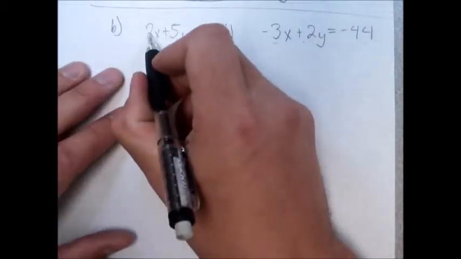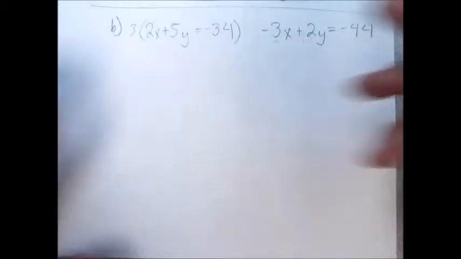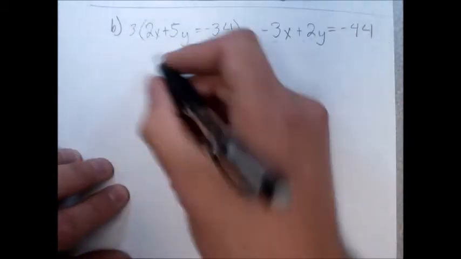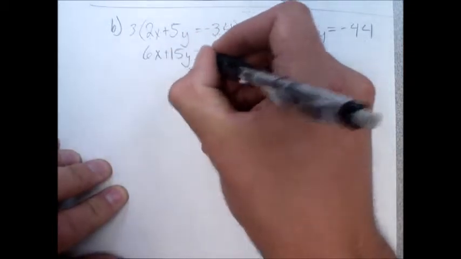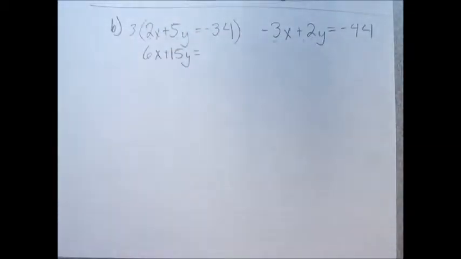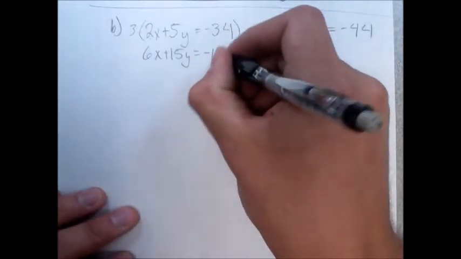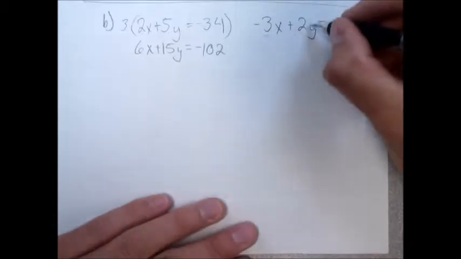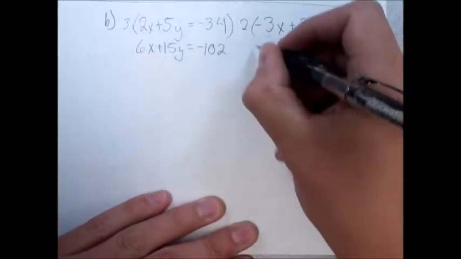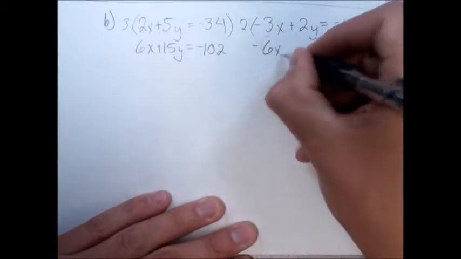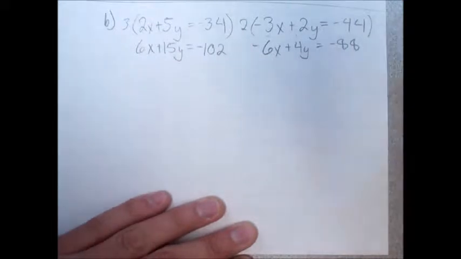So how can I change this 2 to a 6? Multiply it by 3. But in order to make it all the same, I have to multiply the entire thing by 3. So now I have 6x plus 15y equals, what is negative 34 times 3? I think it's 102. Okay, good, negative 102. Now over here, how do I change this 3 to a 6? Multiply it by 2. So I get a negative 6x plus 4y equals a negative 88.